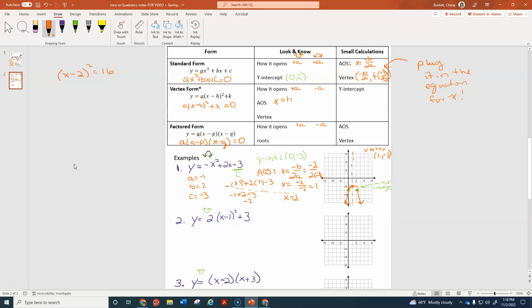Don't forget about the sign change. If you see minus h, your h value is positive. If you see a plus h, your h value is negative. Your vertex then is going to be at (h, k).